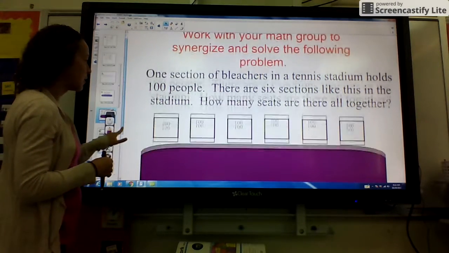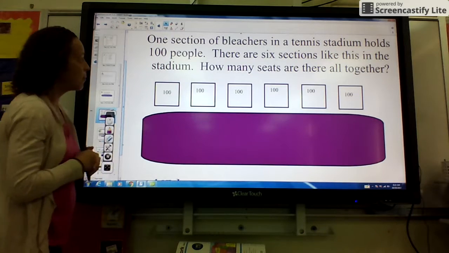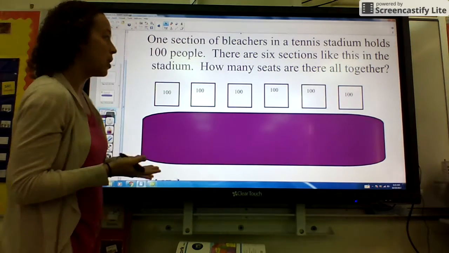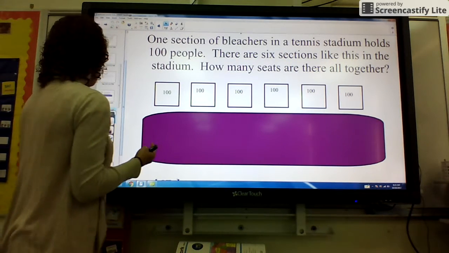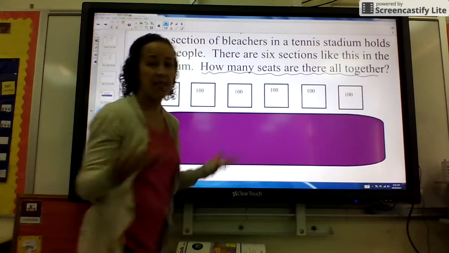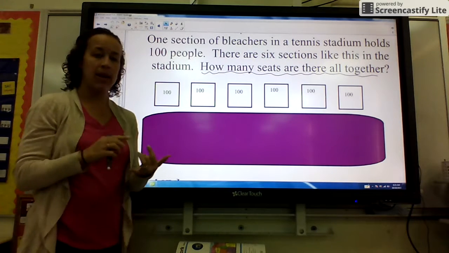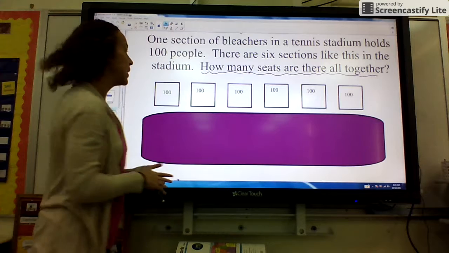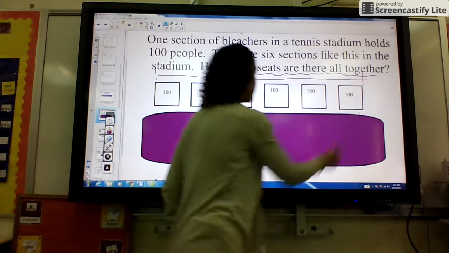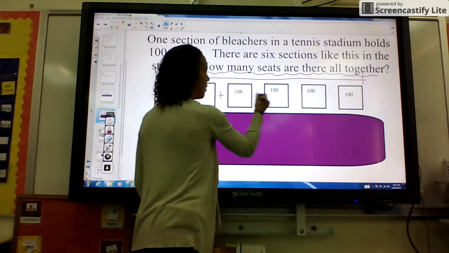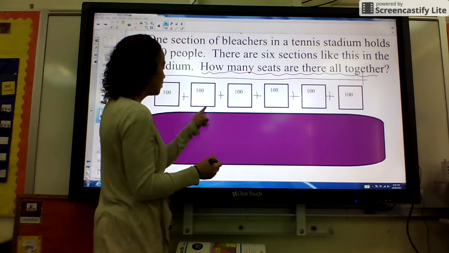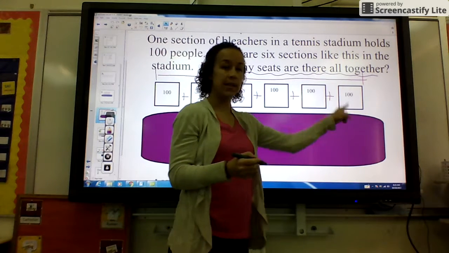But what I would like to do here is take a look at this problem. We have a tennis stadium, and there's these bleachers, and each of these bleachers can only hold 100 people. But they want to know how many seats are all together then in that stadium. We've been spending a lot of time on looking at part wholes and how to do repeated addition. I could look at this as one really big part whole diagram and say that I have to put all of these parts together. And I could say, well, 100, 200, 300, 400, 500, 600.